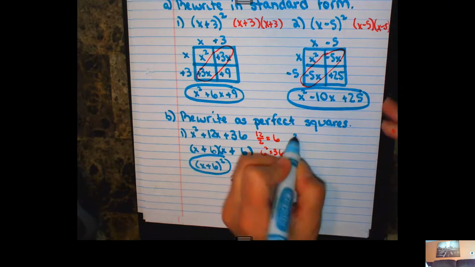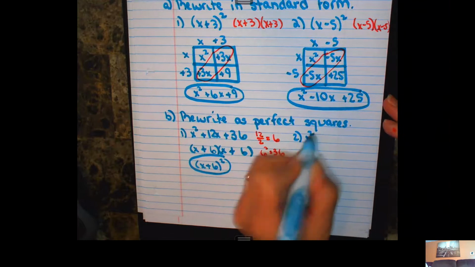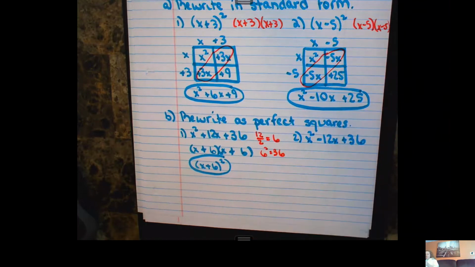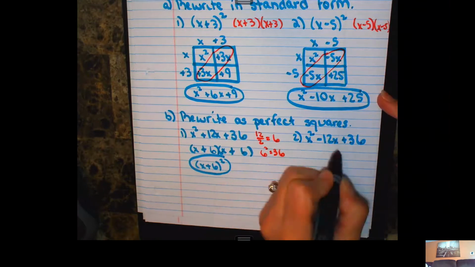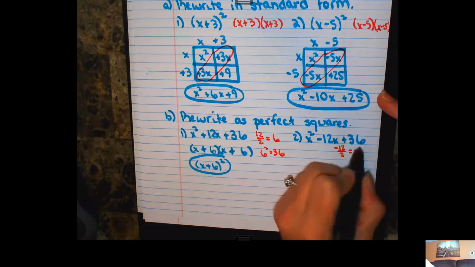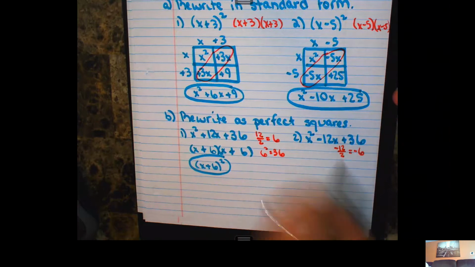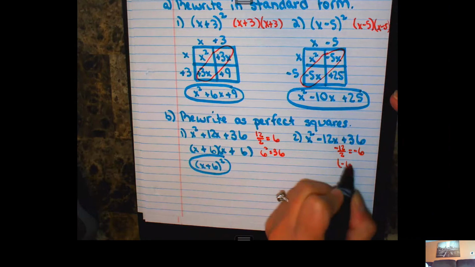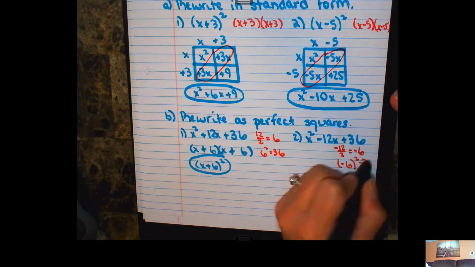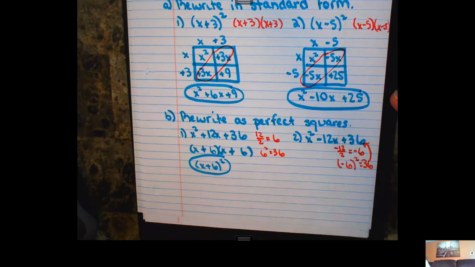This is number 2. Can you write x squared minus 12x plus 36? Now let's see if we can write it as a perfect square. So I'm going to take this middle term and divide it in half. Negative 12 divided by 2 is negative 6. If I square negative 6, negative 6 times negative 6 is 36. Is that my last term? Yep. So that means I can write it as a perfect square.